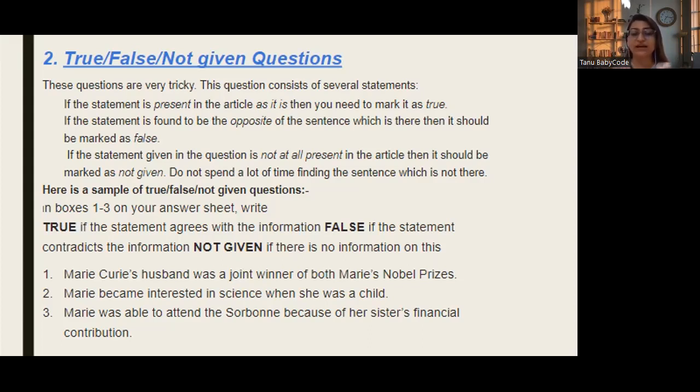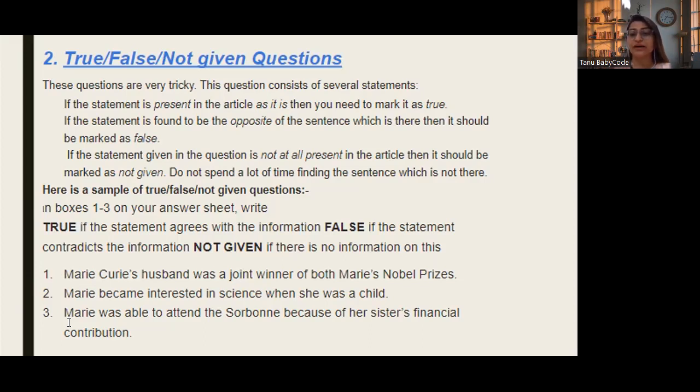So you can see on my screen what the types of questions look like. Statement number 1, 2, and 3. Marie Curie's husband was joint winner of both Marie's Nobel Prizes. So you have to read the text and then tell whether this statement is true, false, or not given, right? So this is the type of true, false, not given.